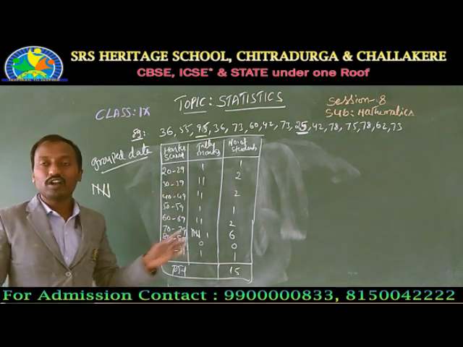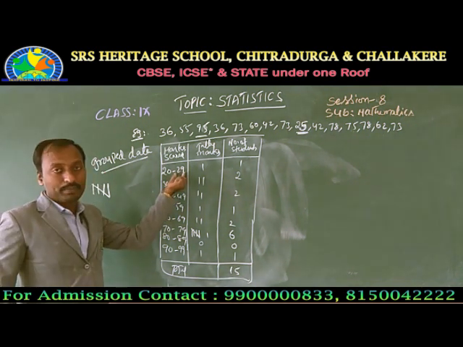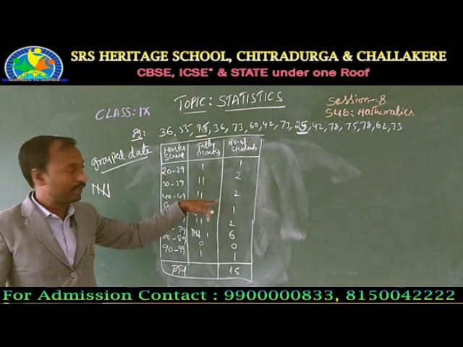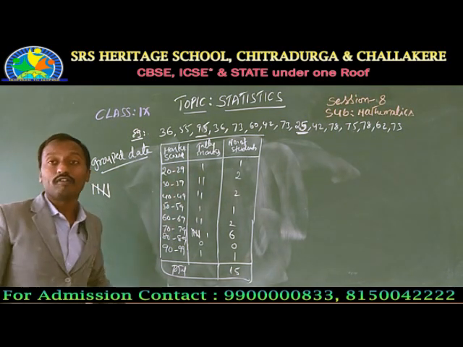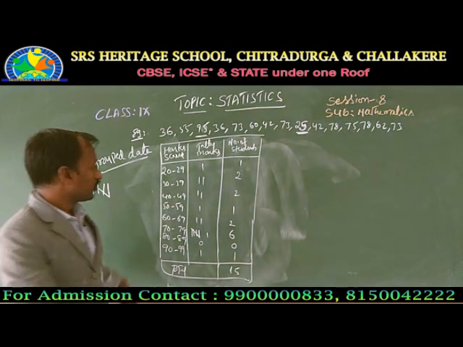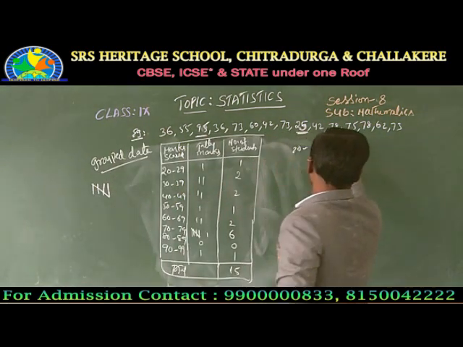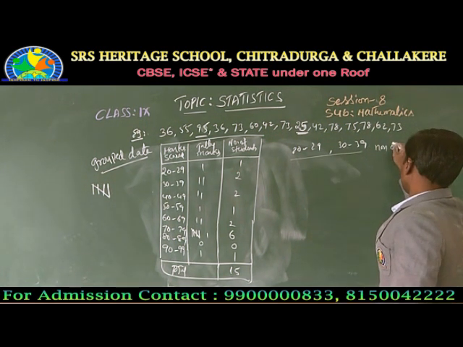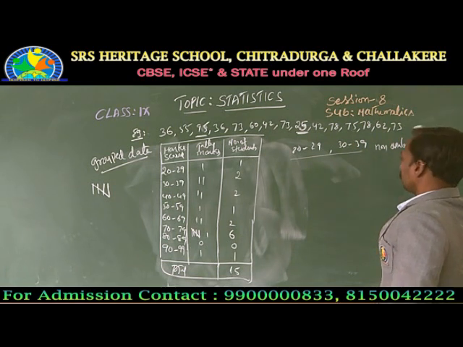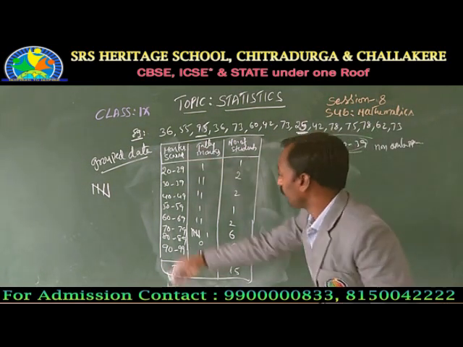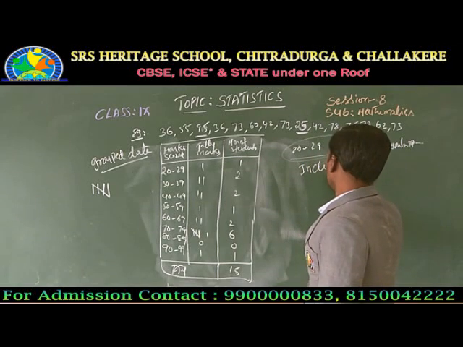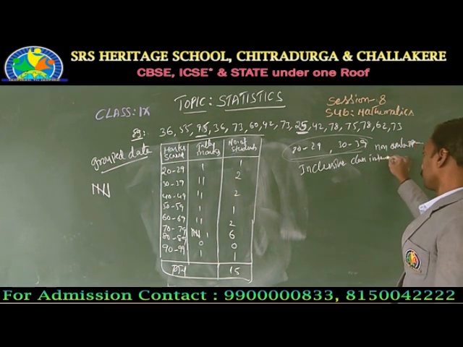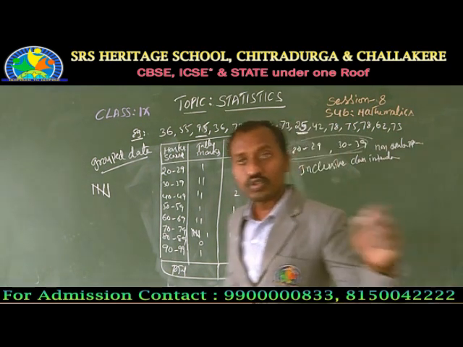So these two are non-overlapping. Whatever number comes as upper limit, if that is nothing but the lower limit of the next class, those are overlapping. But these are now non-overlapping. So 20 to 29, 30 to 39, these are non-overlapping. Such intervals, this kind of intervals, are called inclusive class intervals.